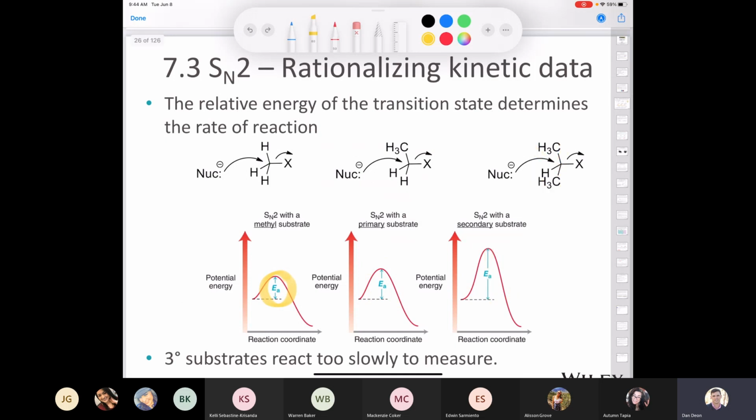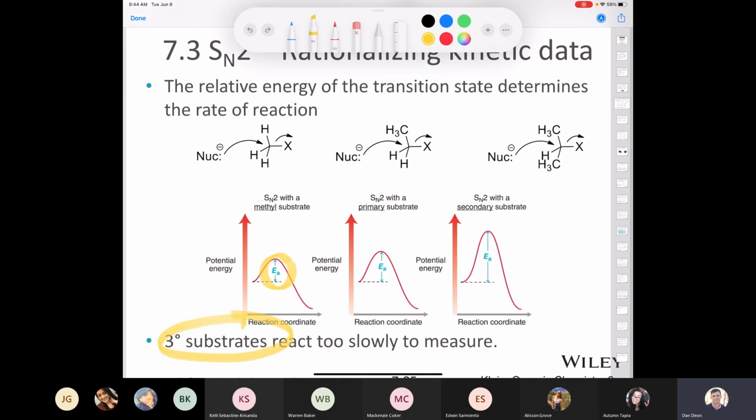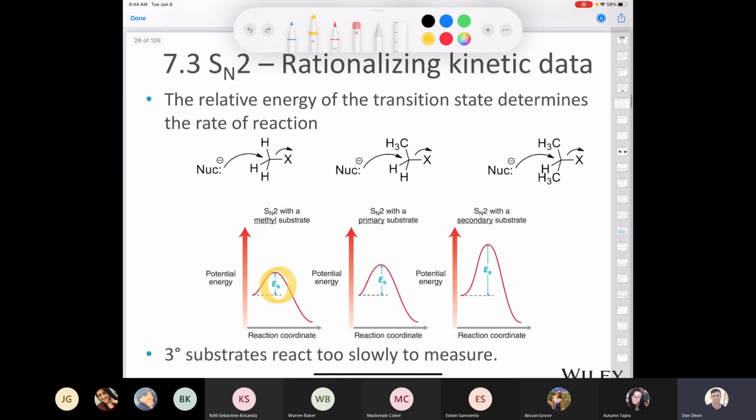Notice that they don't even have a reaction coordinate diagram for a tertiary substrate because it's too slow to measure. It's too useless, okay? There's all kinds of reactions in organic chemistry that might seem nice on paper, but when you go to try them, the reality is they just don't work, okay?